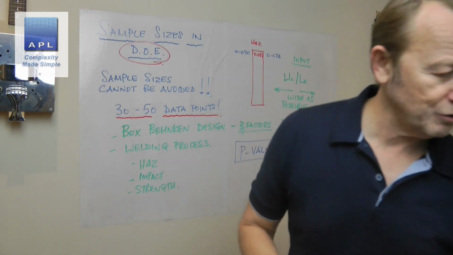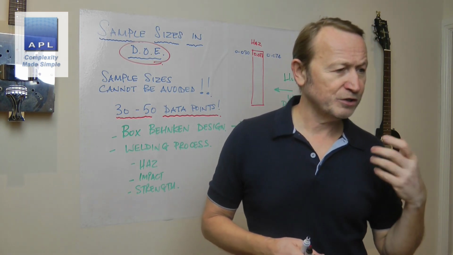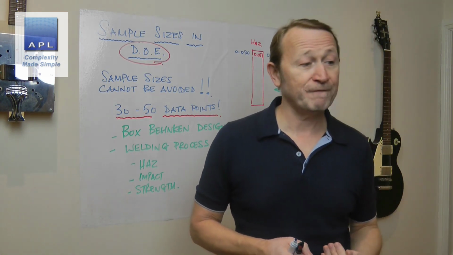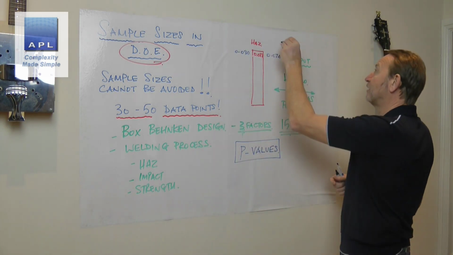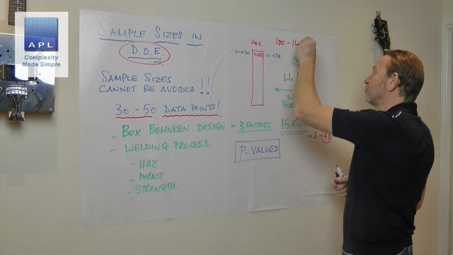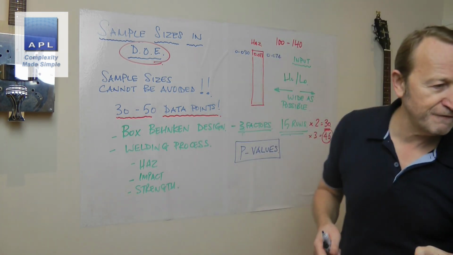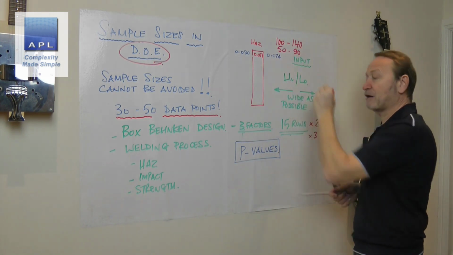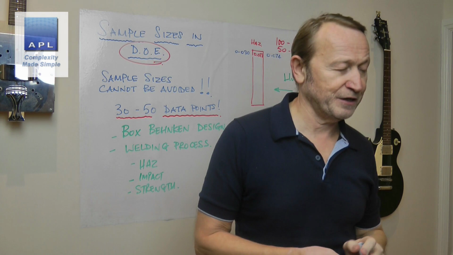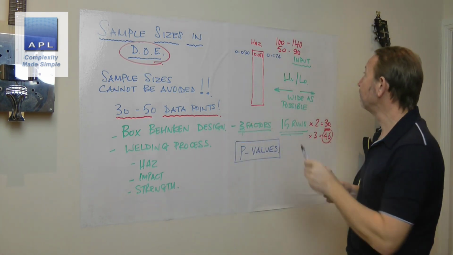If I look at what you did, your current was 100 to 140. I'm guessing that's amps. So as a high and low, you went 100 to 140 on the current. You went 50 to 90 on the electrode angle. And the travel speed was 3 to 4.